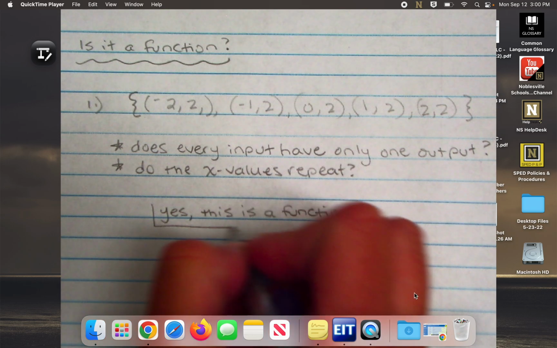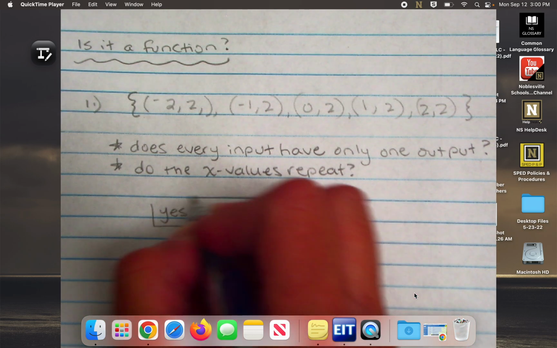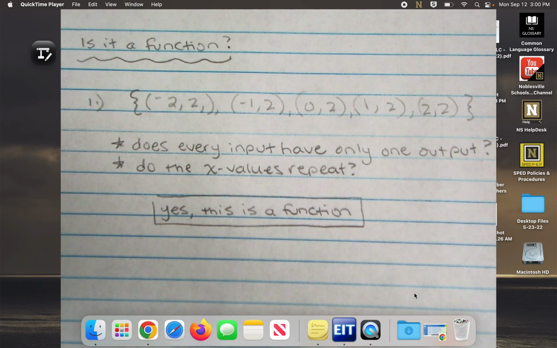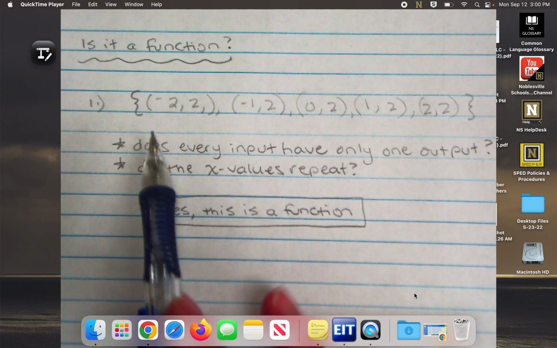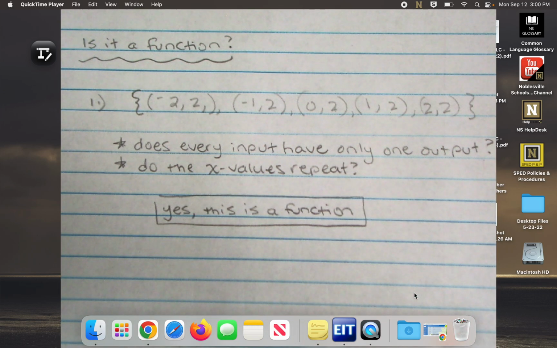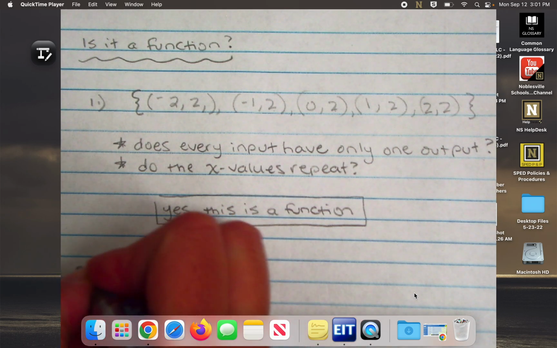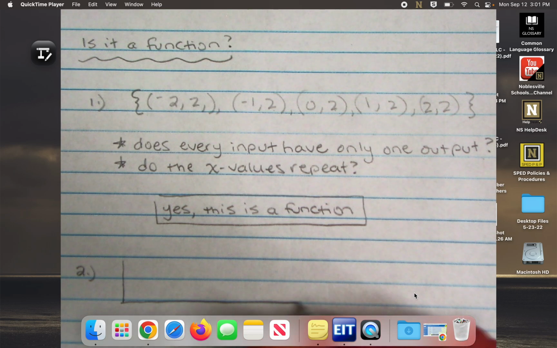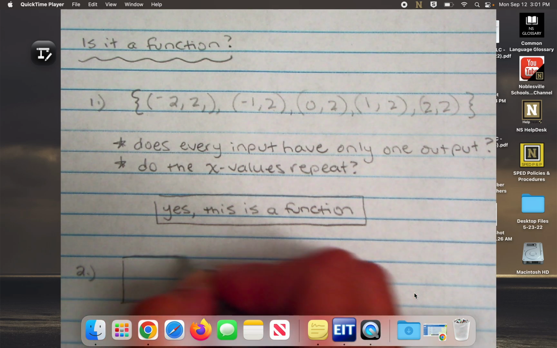Okay, our x values don't repeat. So at this point, we are ignoring the y values. It doesn't matter that every y value was 2. This is just a horizontal line. If I were to graph it, it would look like a horizontal line. Horizontal lines can be functions. Vertical lines, no. That means every x value is the same. That's not a function. We're going to draw a table.